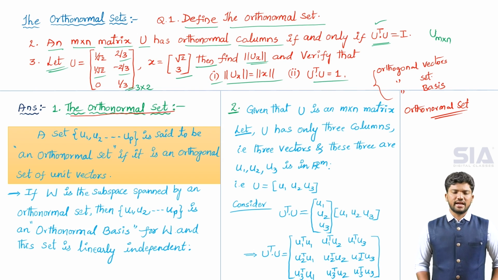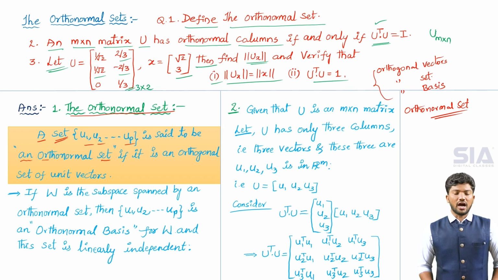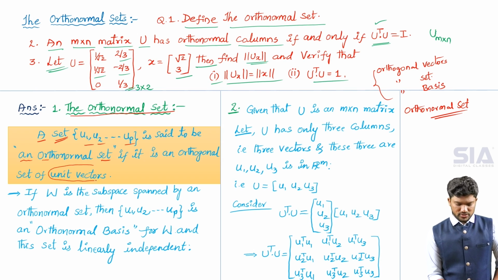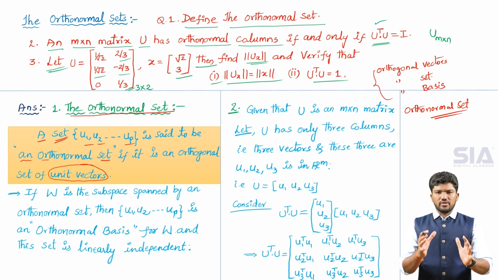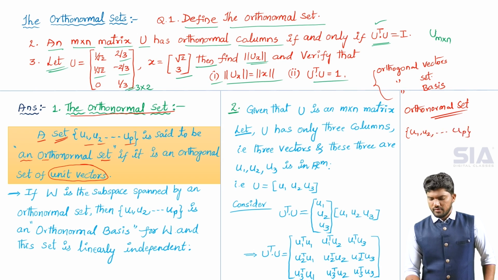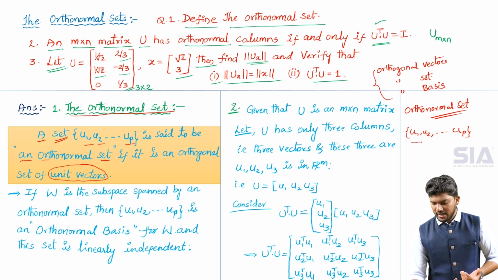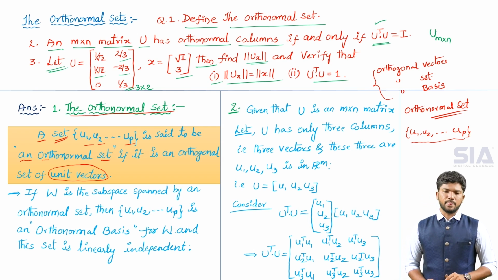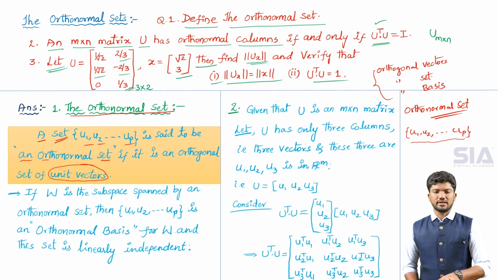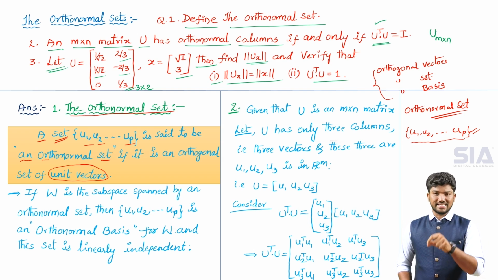The orthonormal set, that is the heading. Definition: a set U1, U2 up to U suffix P is said to be an orthonormal set if it is an orthogonal set of unit vectors. Whenever you take a set of orthogonal vectors U1, U2 up to U suffix P, then this orthogonal set of vectors is said to be an orthonormal set. But what is the condition? This orthogonal set consists of unit vectors.